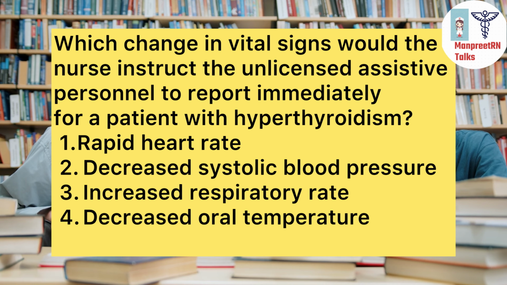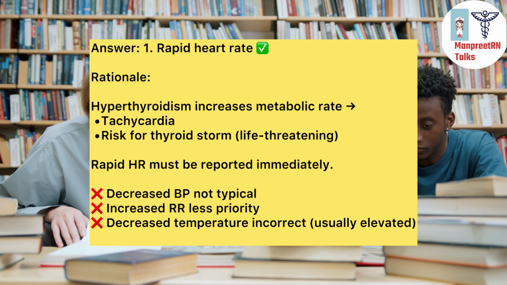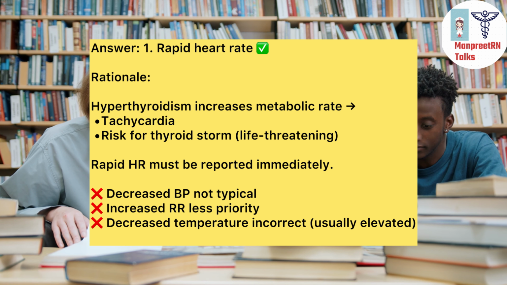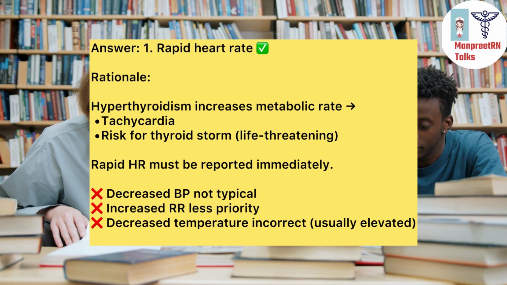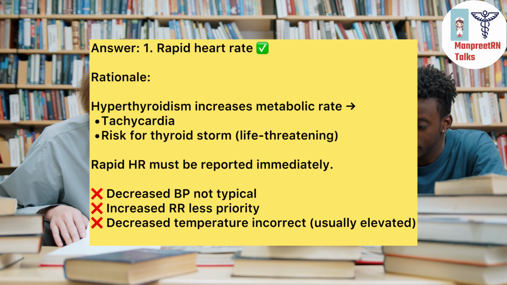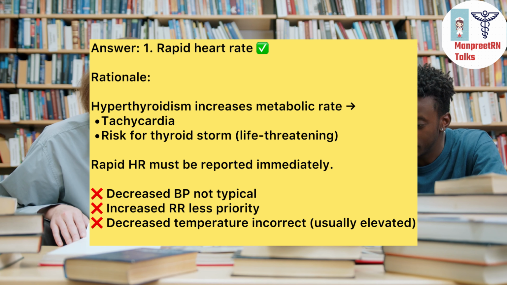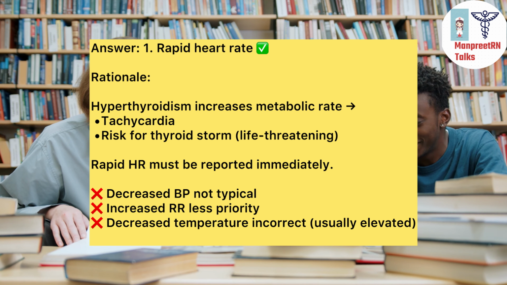So the correct answer is rapid heart rate. Why? The cardiac problems associated with hyperthyroidism include tachycardia, increased systolic blood pressure, and decreased diastolic pressure. Patients with hyperthyroidism also have increased body temperature related to their increased metabolic rate. Respiratory changes are usually not symptomatic of this condition. So for delegation and supervision purposes, the UAP should report immediately if the patient has an increased heart rate.